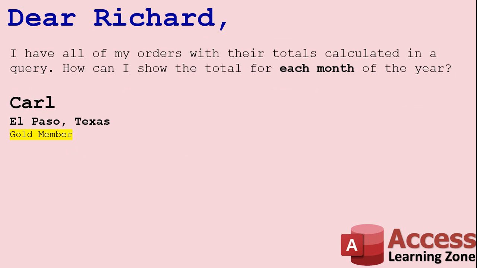Today's question comes from Carl from El Paso, Texas, a gold member. Carl says, I have all my orders with their totals calculated in a query. How can I show the total for each month of the year? This is actually something I get asked a lot, Carl. I cover it in my aggregate queries lessons, and in Access Expert 11, I show this example specifically, but let's go through it real quick.